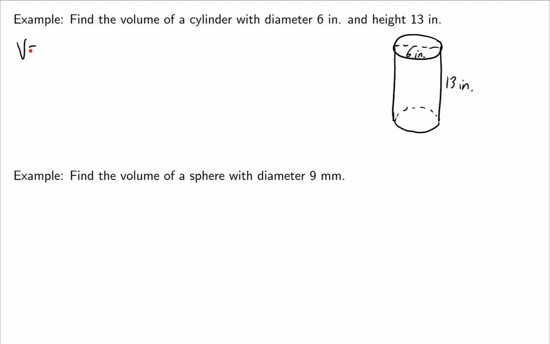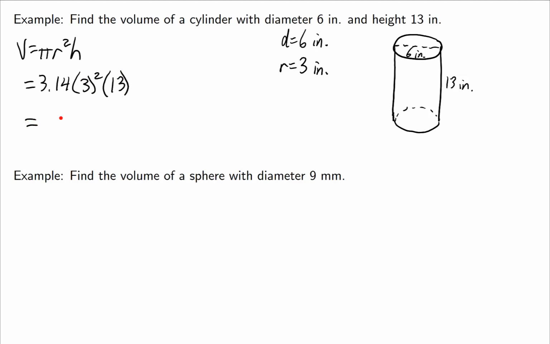The volume is pi r squared h. But there's a small problem. The diameter is 6 inches. I need a radius, so if you're not given the radius, make sure to cut the diameter in half and see that the radius is 3 inches. I get 3.14 times 3 squared times 13.